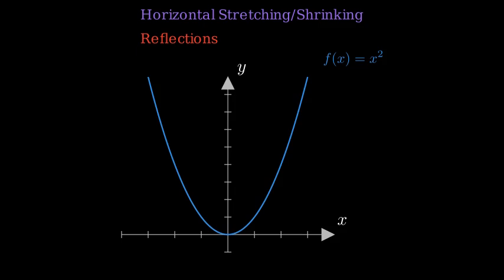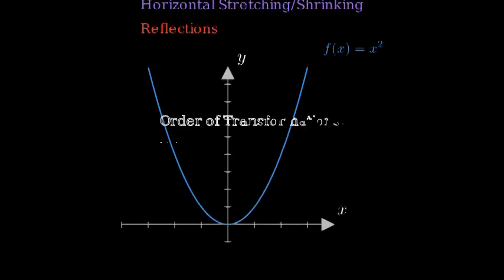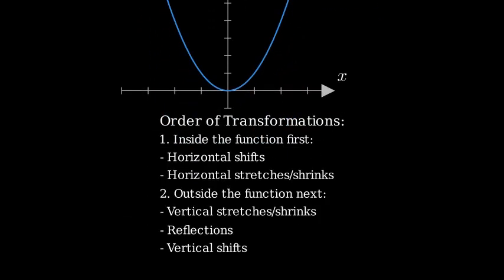Now, let's put everything together and see how we can combine multiple transformations. When combining transformations, there's a specific order to follow. First, apply the transformations inside the function, horizontal shifts and stretches. Then apply those outside the function, vertical stretches and shifts. Let's consider a complex example, y equals -2 times f of (3 times (x minus 1)) plus 4.